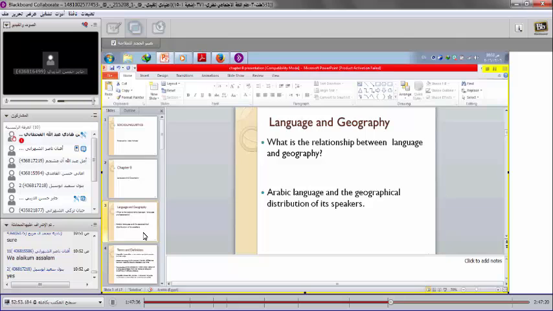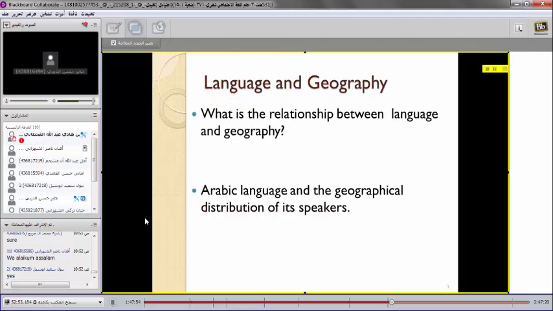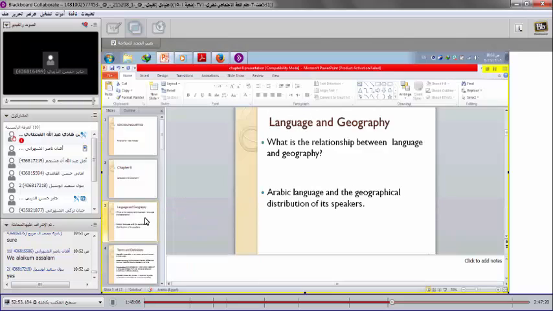Actually, I need my classmates' participation as well. Okay, so as you can see here in this slide, what is the relationship between language and geography? Let's make it simple and clear. We need to know what is the relationship between language and geography. If anyone can participate.